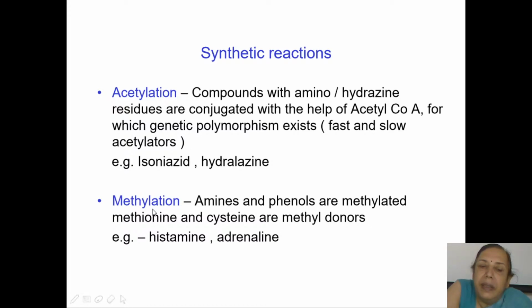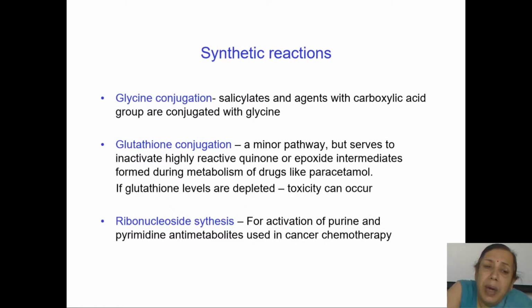Then you have methylation reactions. So methyl group is added in drugs which have amines or phenol groups in the drug molecule. So they undergo methylation, like for example histamine and adrenaline. So methionine and cysteine are the methyl donors for these methylation reactions. Similarly, you have glycine conjugates which are being formed. So you have salicylates and other agents with carboxylic acid groups, they are conjugated with glycine.